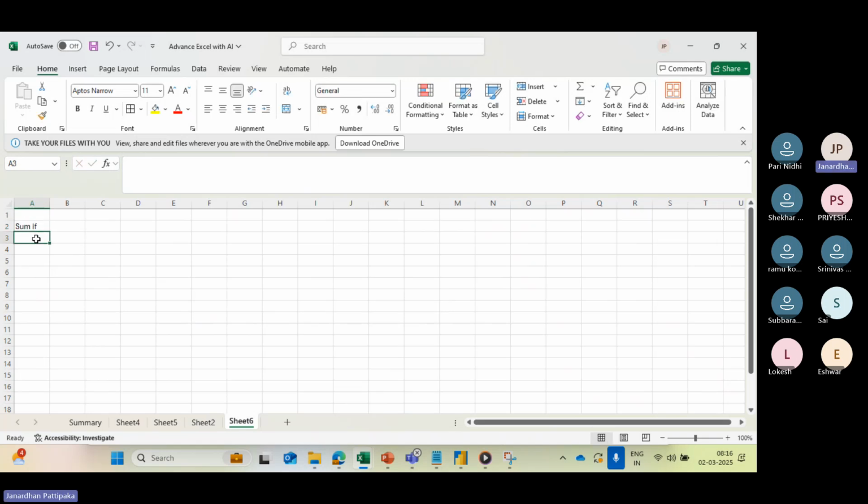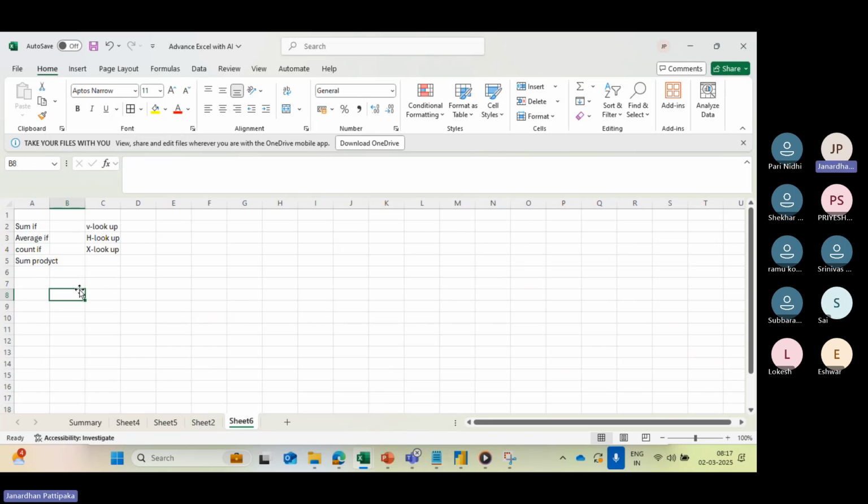And after that, we'll discuss concepts like AVERAGEIF. After that, we'll discuss COUNTIF. And after that, we'll discuss SUMPRODUCT. And after that, we'll discuss some other functions like VLOOKUP, HLOOKUP, and XLOOKUP. For everything, we'll try to take some dummy data and practice it.